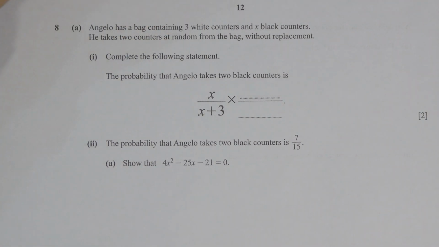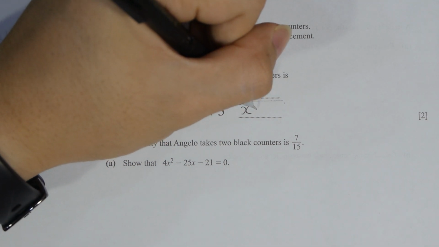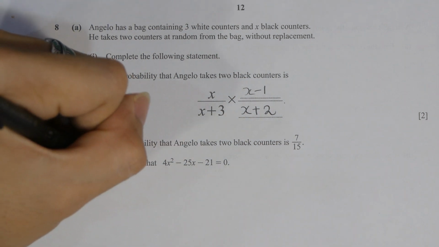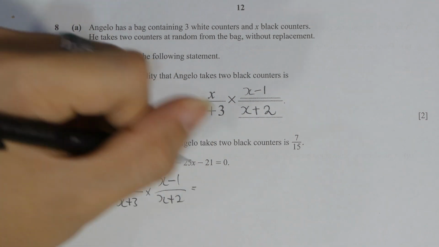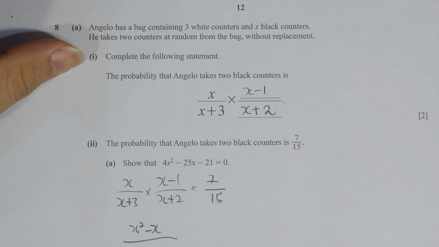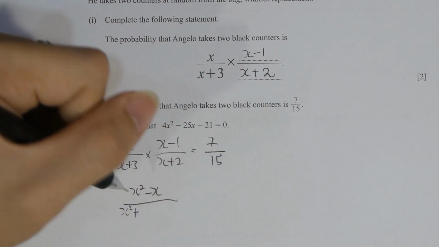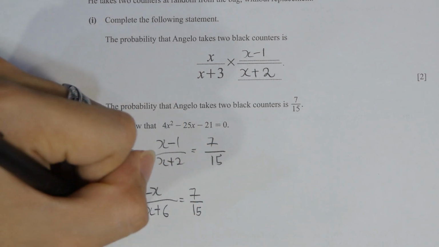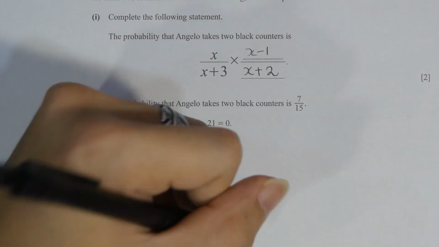Question 12, okay, so keyword here for the number 8 is without replacement. So your x will actually be x minus 1, and for your bottom it will be x plus 2, okay, because it reduced by 1 after you've taken it out. Okay, so multiply these two together, you will get 7 over 15. Run the shifting and calculation. You should be able to prove the equation. Okay, remember here you're required to adjust. That's why I put a divide 2 over at the bottom to make it the same.